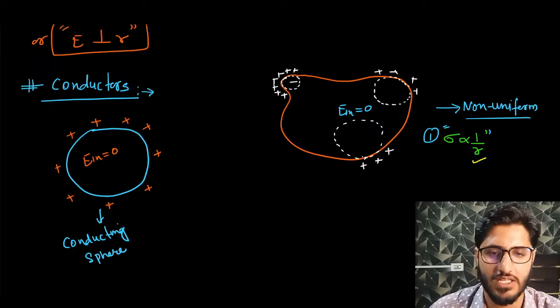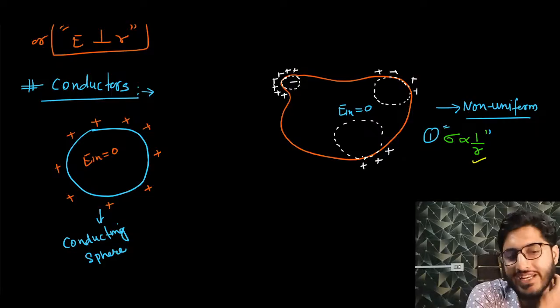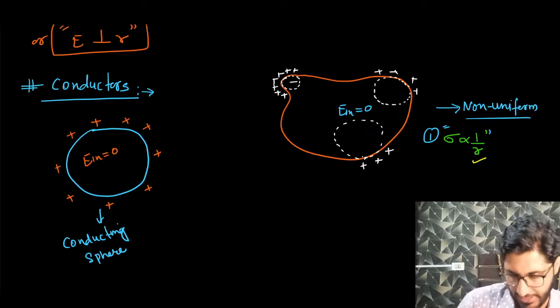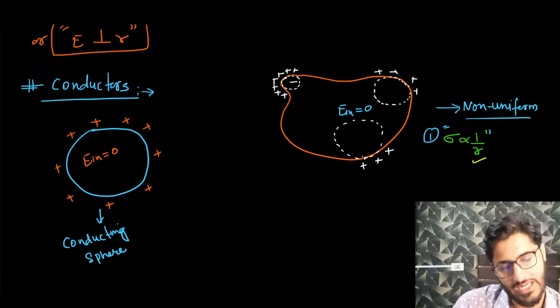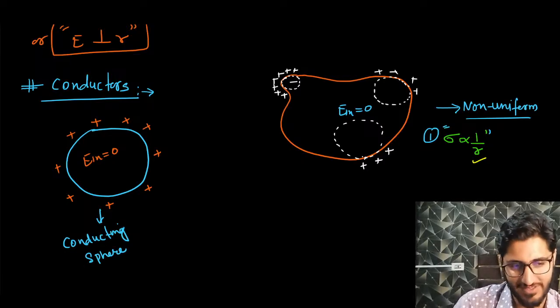Charge density is inversely proportional to the radius of curvature. More radius of curvature, less charge density. Less radius of curvature, more density. More dense particles will be there.